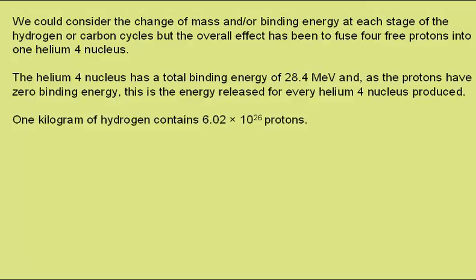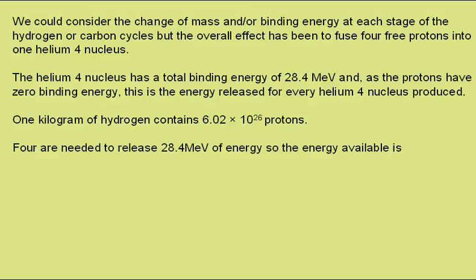1 kilogram of hydrogen is 1,000 grams, or 1,000 moles, which is 6.02 times 10 to the 26 protons. 4 are needed to release the 28.4 MeVs of energy. So the energy available will be 6.02 times 10 to the 26 over 4. This is the number of helium-4 we can produce. Multiplied by 28.4, it's mega electron volts, so it's times 10 to the 6 electron volts. Multiplied by the charge on the electron to get the energy into joules, and this is 6.8 times 10 to the 14 joules.